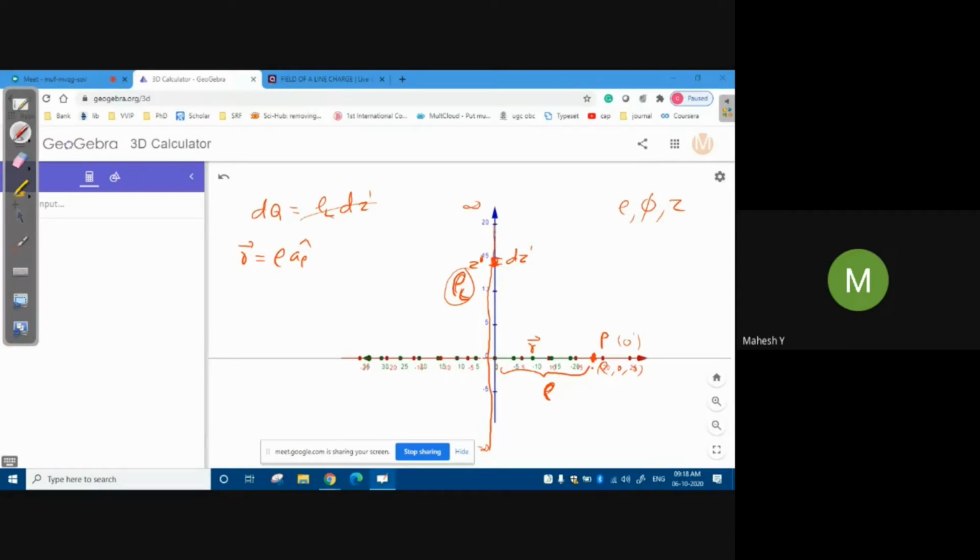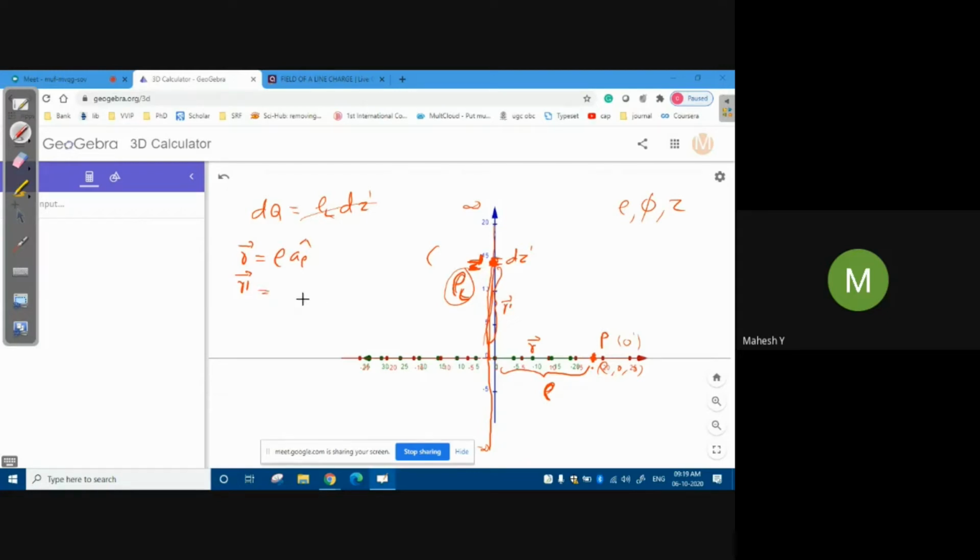Now, what is the unit vector of this point? This is at z prime. What will be the coordinate of this one? What is the rho for this one? Can anybody type what is the coordinate of this point? At a z prime. Let me represent it as r prime, the position vector of this one, vector r prime.